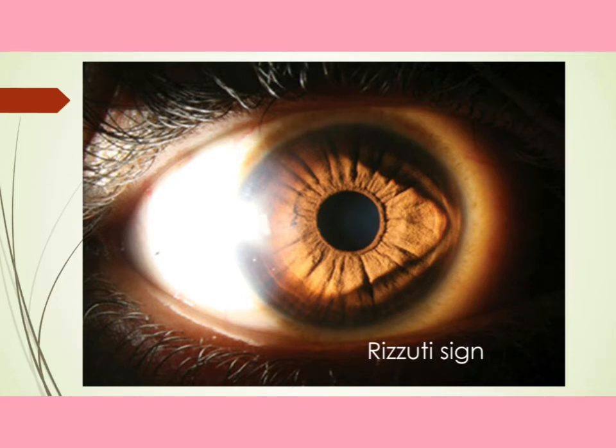Now let's move to another sign, that is Vogt striae. What is Vogt striae? Vogt striae are fine vertical lines in the deep stroma and Descemet membrane. You can see that there are vertical lines here. So these are Vogt striae. These lines are parallel to the axis of the cone, and they disappear transiently on gentle digital pressure.